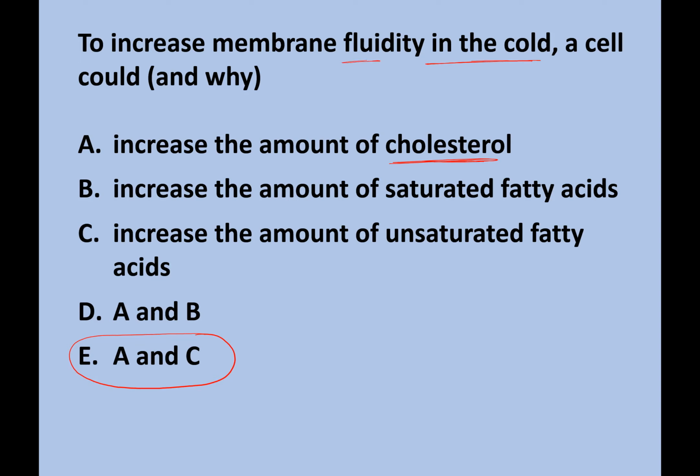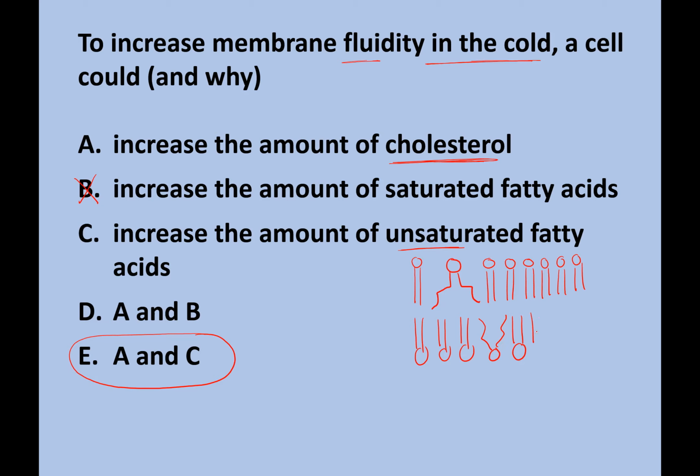The other thing we'd have to do is increase the amount of unsaturated fatty acids. So we want those fatty acids with kinks in the tail that are going to take up more room to increase fluidity. These are things that a cell can control. They can't control temperature, right? B is not correct because if we increase the amount of saturated fatty acids, we're going to make that membrane more compact, which it already is more compact in the cold temperature. So we don't want that.